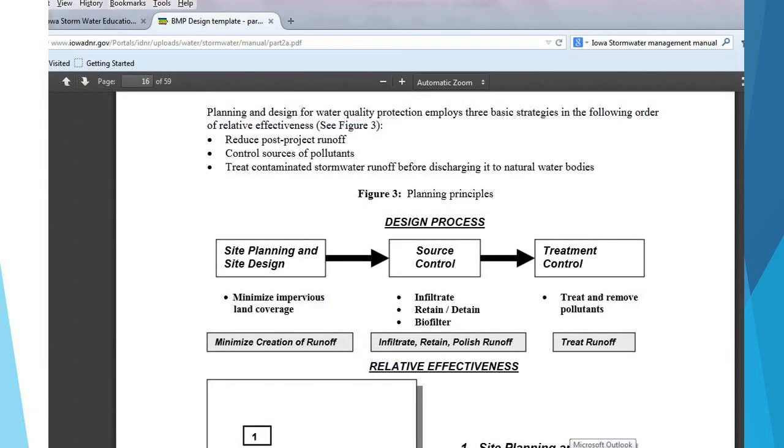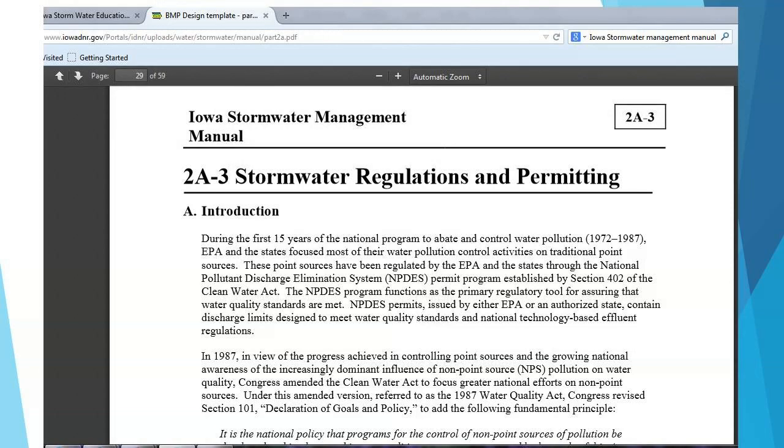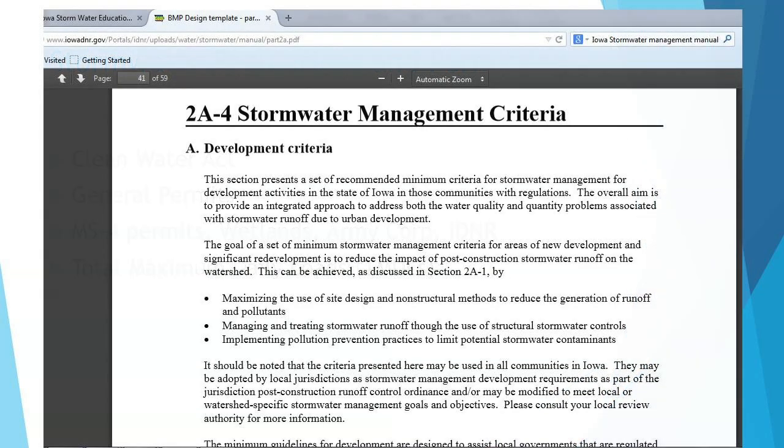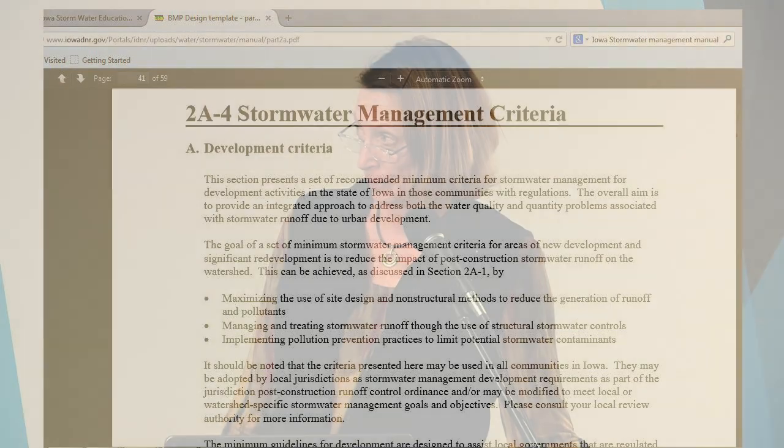You get more information on the regulatory requirements, starting with the Clean Water Act of 1972, working through the general permits, the city permits, MS4 permits, and then there's a discussion on total maximum daily loads. All of this is tied to watershed scale work and working within watersheds. Then getting into specifics on stormwater management criteria.